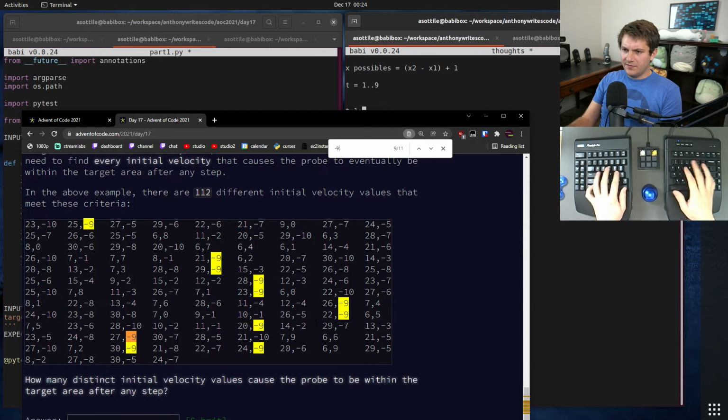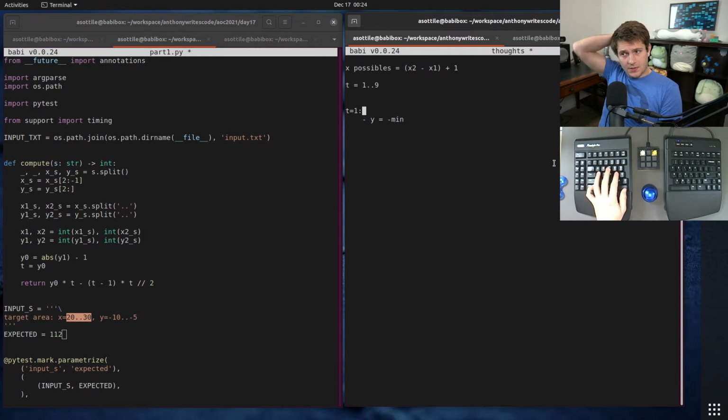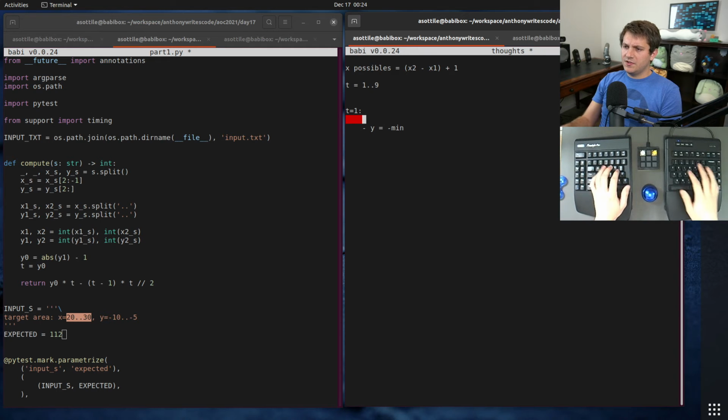We should also see 11 for minus 9 also. 1, 2, 3, 4, 5, 6, 7, 8, 9, 10, 11. Yeah. So this is just the full cross product of all those. So x2 minus x1. -5 minus -10 is 5 plus 1. Times y2 minus y1 plus 1. That's for t equals 1.